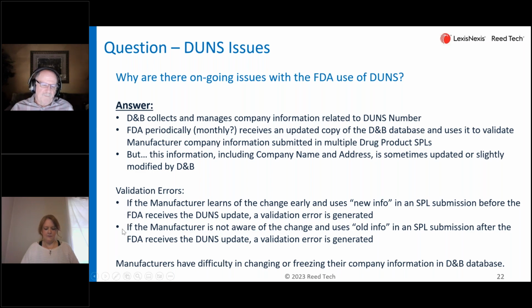If this happened once, it happened hundreds and hundreds of times. So it can be resolved. It takes a lot of manhandling and it's a lot of frustration. So manufacturers have difficulty in changing or freezing their company information in the Dun & Bradstreet database. So the FDA is relying on them to provide current information, and it just doesn't work out real well with the changes with all the parties involved.